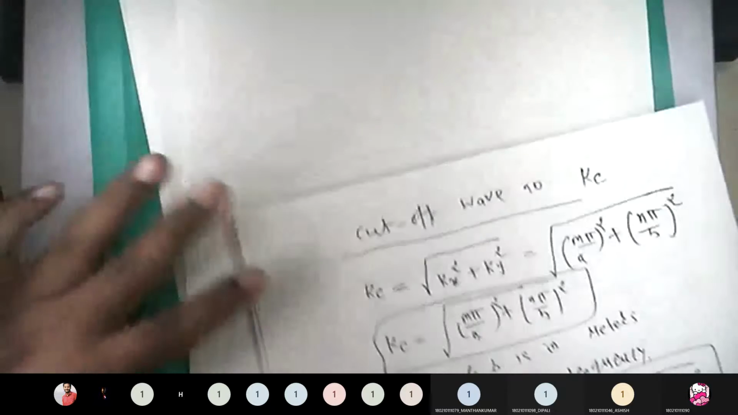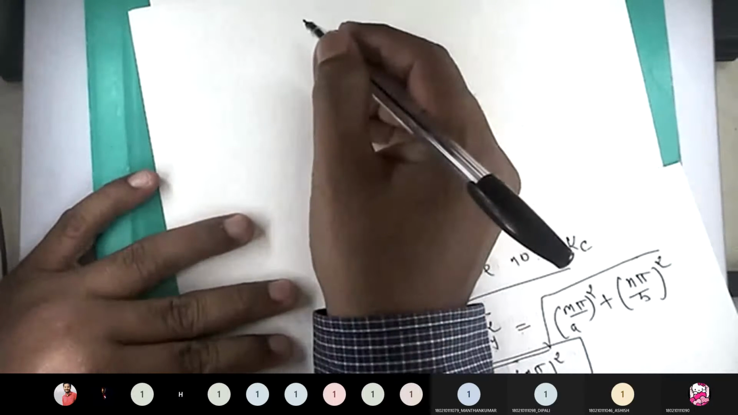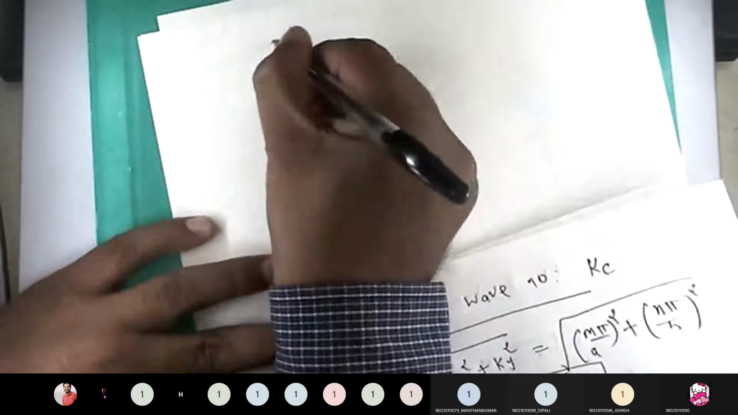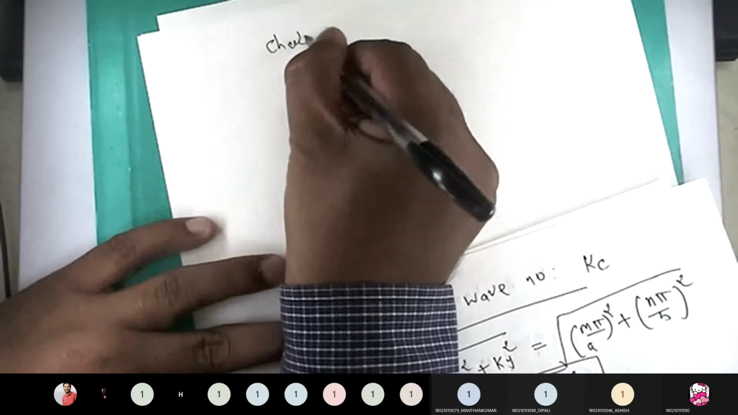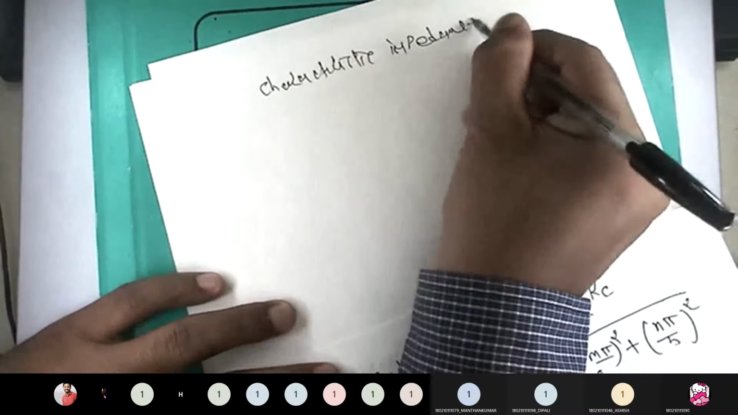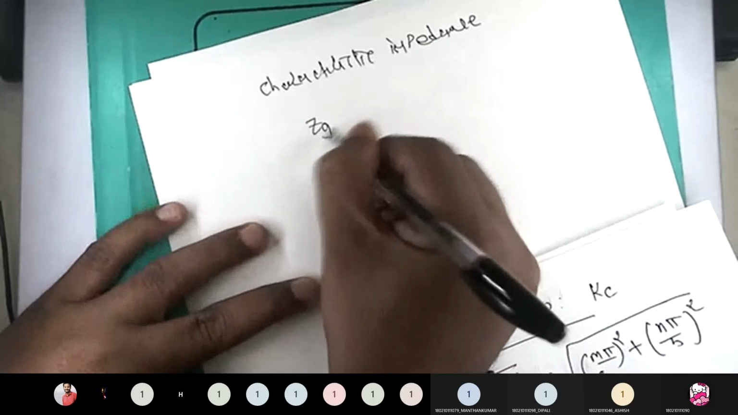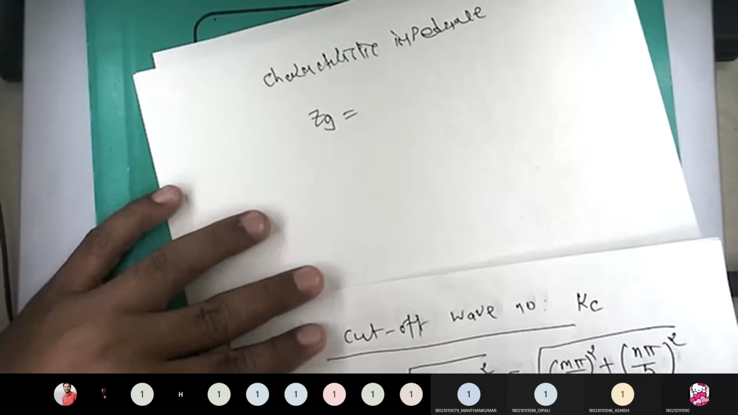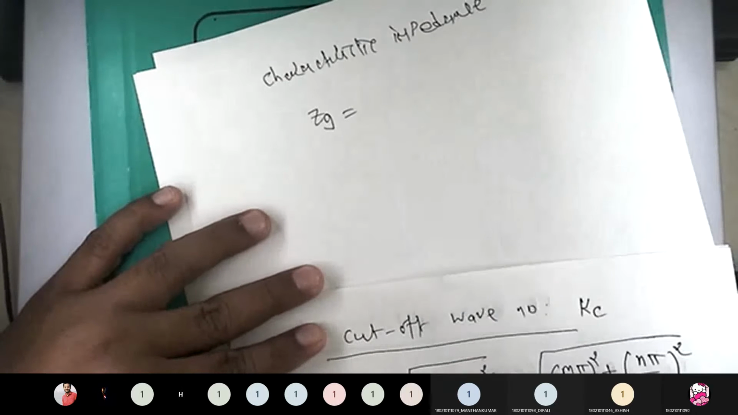So now the last term, which is also very important: if you know these parameters, then you can easily characterize the wave behavior, and that is nothing but the characteristic impedance, and that is nothing but our Zg. I think all of you are aware that in our transmission line chapter we have seen the characteristic impedance, and that is nothing but the Z0.